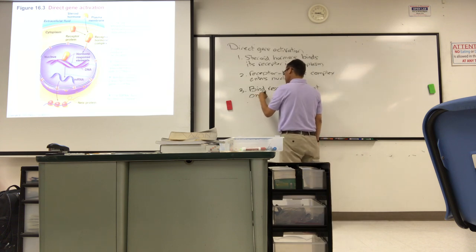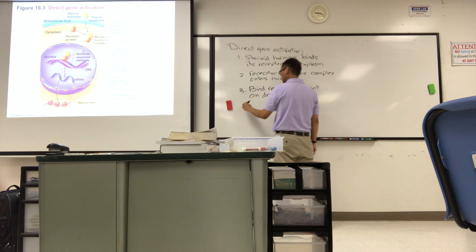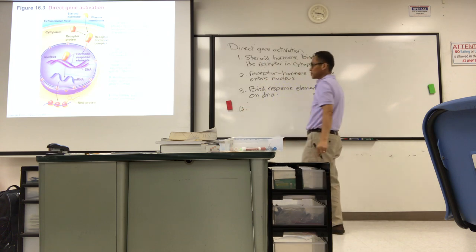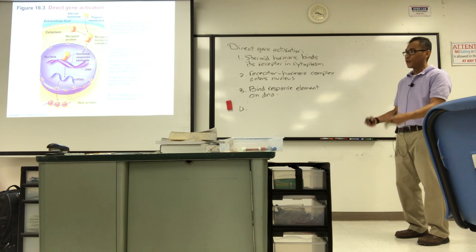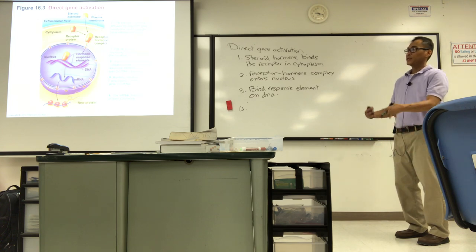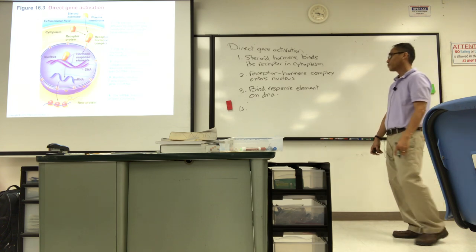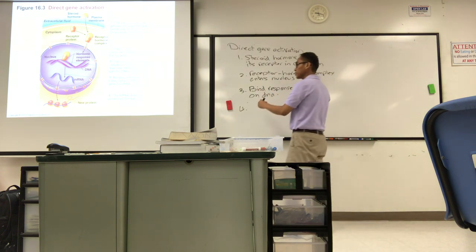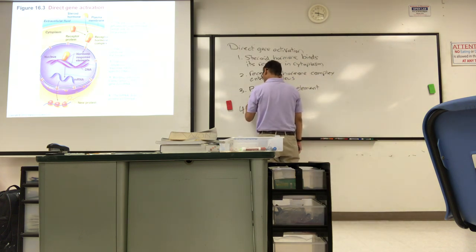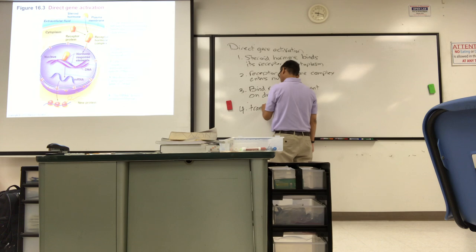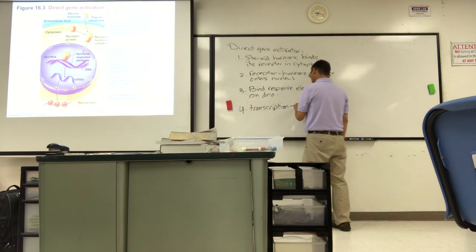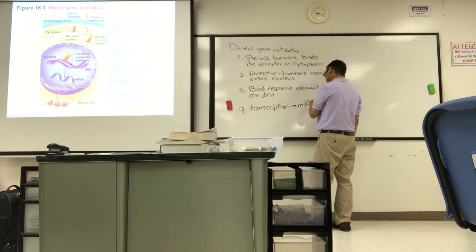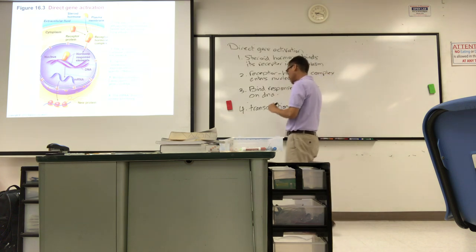Response element on DNA, on your genes. You're turning the gene on. This is biological activity. And then you initiate the whole transcription and then translation. So for number four, they say transcription gets the mRNA. You're transcribing the gene. The product is a messenger RNA. And then the protein synthesis can occur in step five.